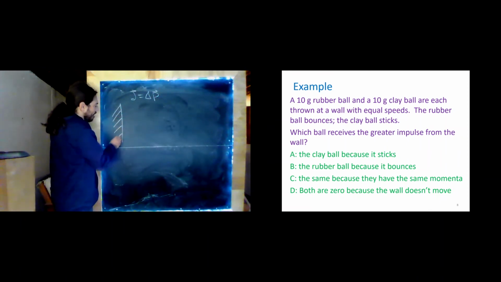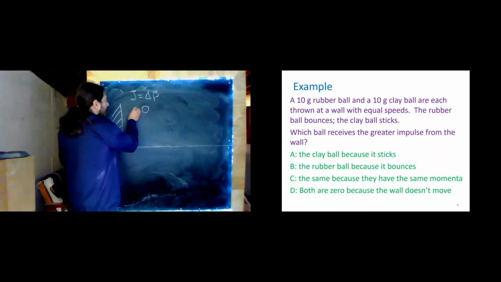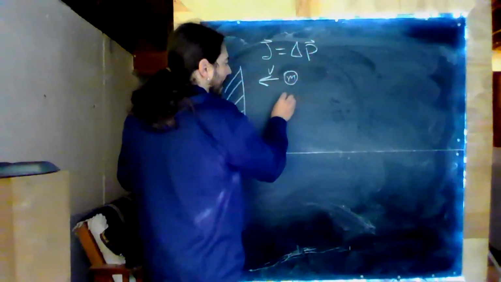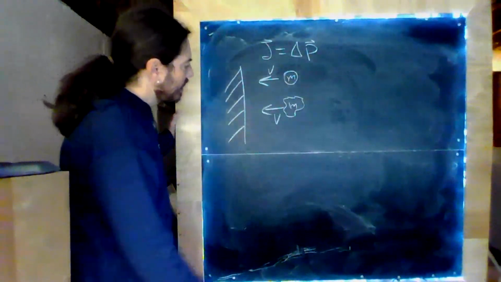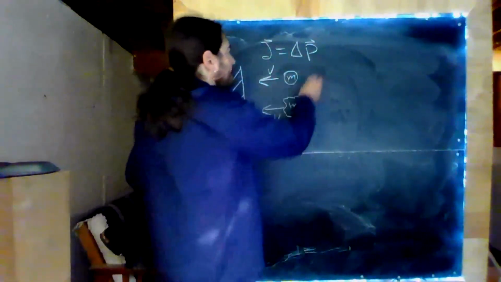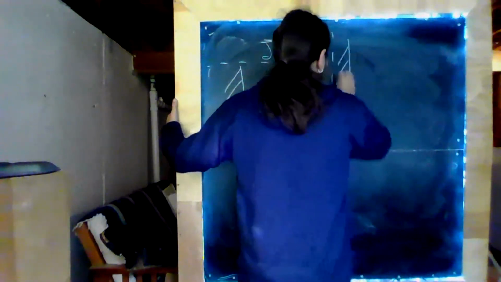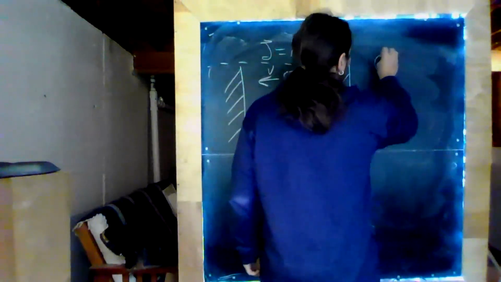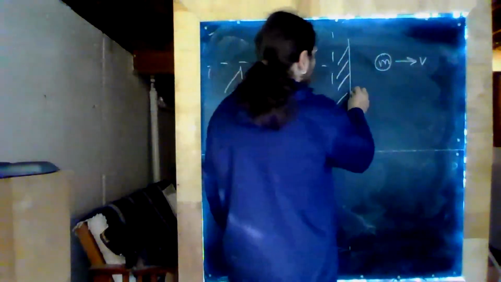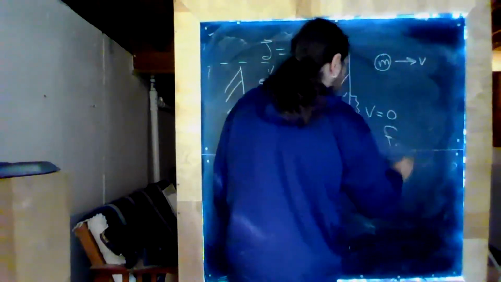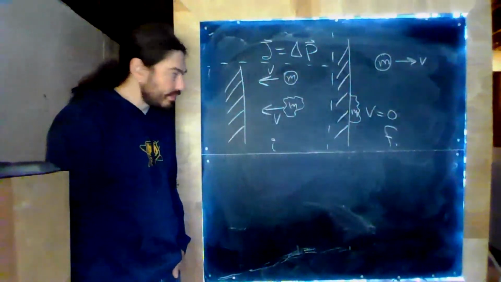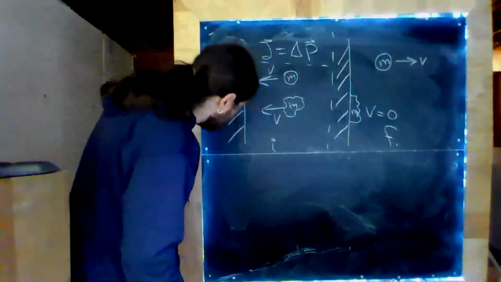So here's my wall, and here's my ball. And there's my lump of clay. So this is initially, right? And now my final picture looks like, well, my ball bounced off and is now heading in that direction. My lump of clay, however, stuck and has a velocity of 0. That's my final situation.